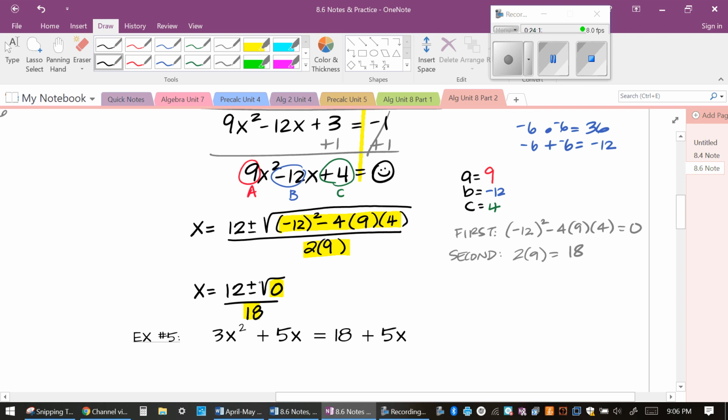You can have a positive and negative 2, positive and negative 3, positive and negative 2.57, but you can't have a positive and a negative 0. And if you don't believe me, you can try it. Do 12 plus 0 divided by 18. Then do 12 minus 0 divided by 18. You're going to get the same answer.